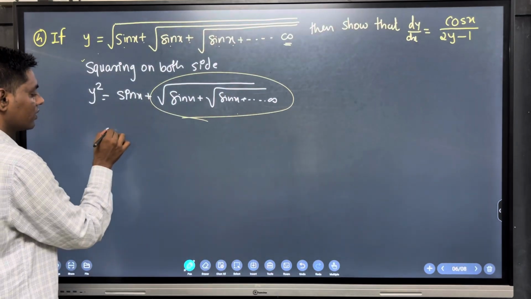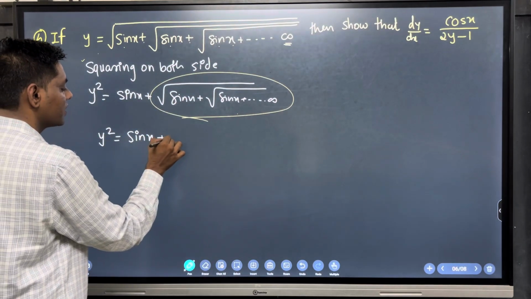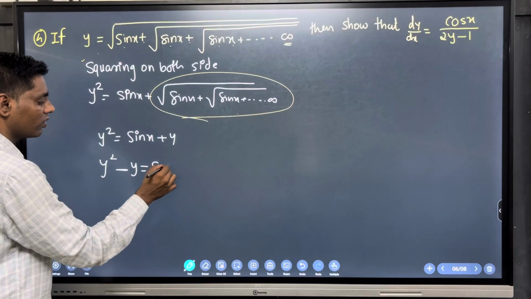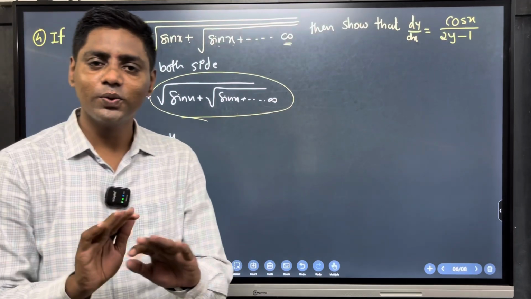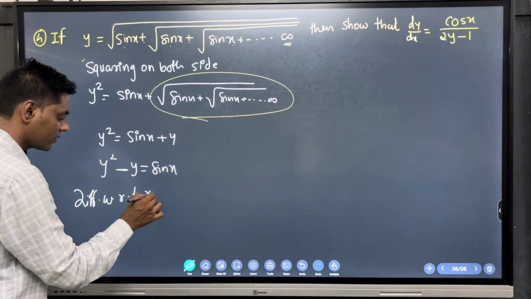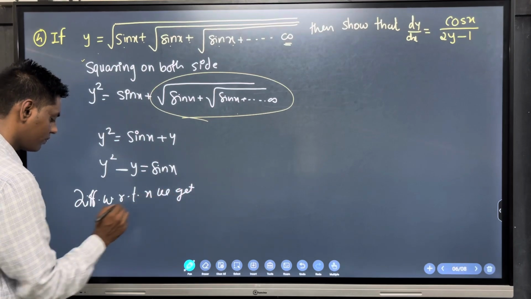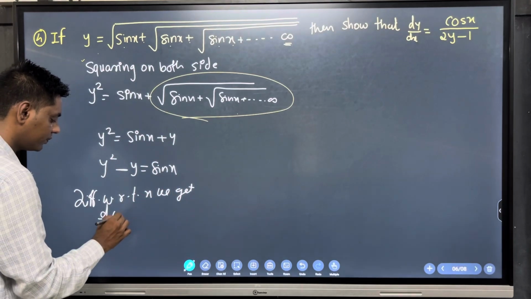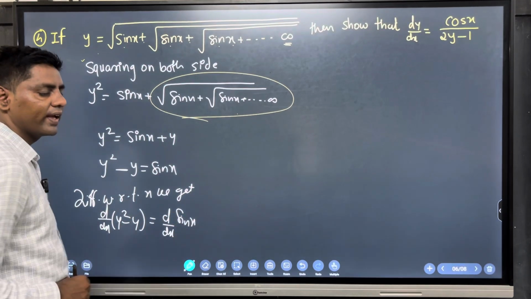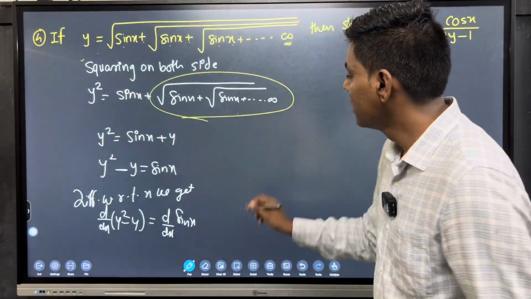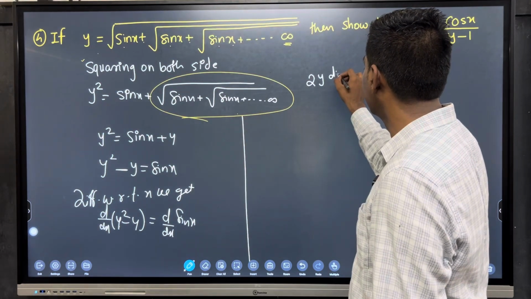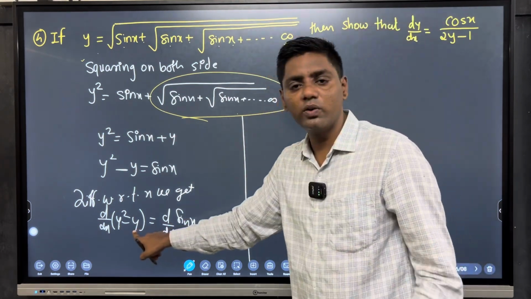Now the question is very easy. So y square equals sin x plus y. Then y square minus y equals sin x, and just take the derivative of that, you get the solution. So differentiate with respect to x. Apply d by dx on both sides, and you know the derivative of x raised to n and the derivative of sin x. So y square derivative is 2y into dy by dx, and y derivative is only dy by dx.